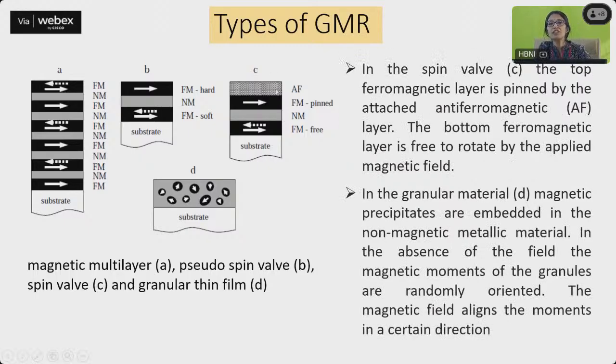The top ferromagnetic layer is pinned by the attached antiferromagnetic layer. As you can see, the top of this ferromagnetic layer is pinned because you have this attached antiferromagnetic layer. And the bottom ferromagnetic layer is free to rotate by the applied magnetic field. And in case of the granular material, magnetic precipitates are embedded in the non-magnetic metallic material. In the absence of the field, the magnetic moments of the granules are randomly oriented, and the magnetic field aligns the moments in a particular direction.